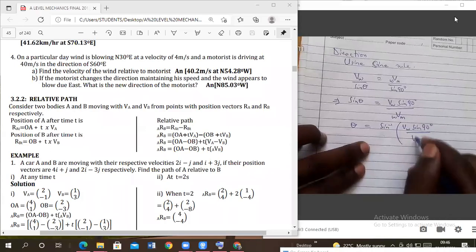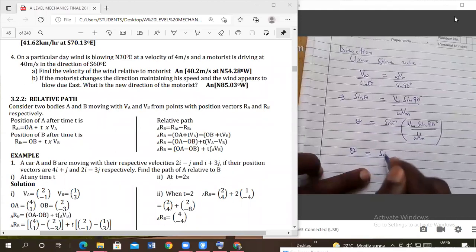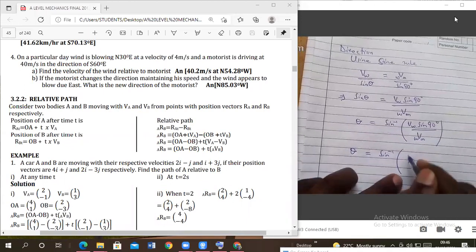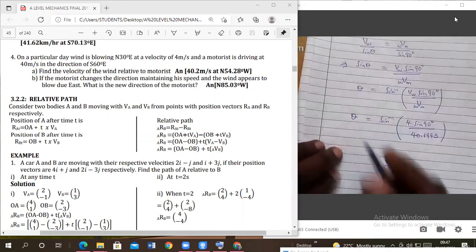Over V W M. So which means our theta will be equal to the arc sine of V W, which is 4 sine of 90 degrees divided by 40.199995. So what do you get?